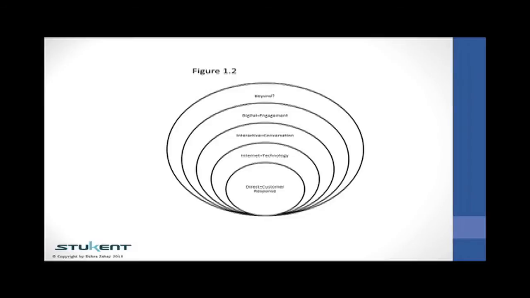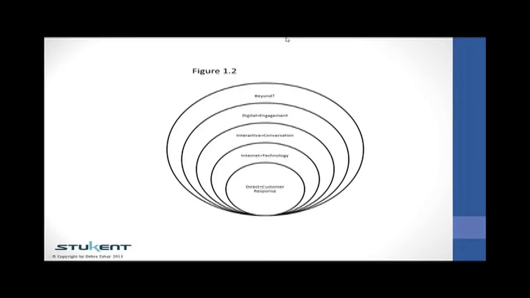And if you know anything about John Deighton at Harvard, another professor that works in this area, he wrote the initial articles that defined what interactivity meant. But he also wrote an article that said there were unintended consequences from interactivity. And so those unintended consequences from interactivity are what? Who took over the interactive conversation? The customer.